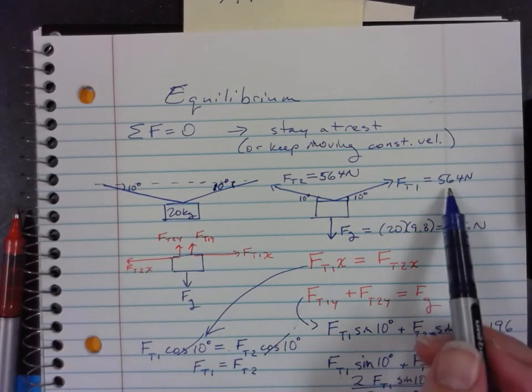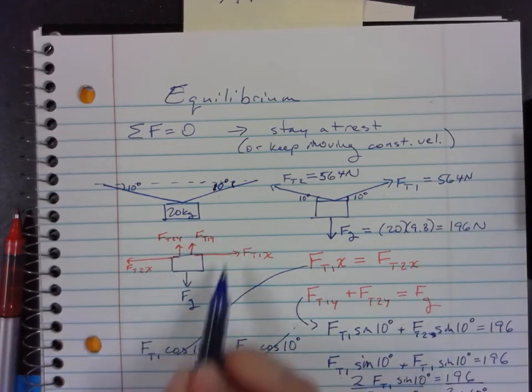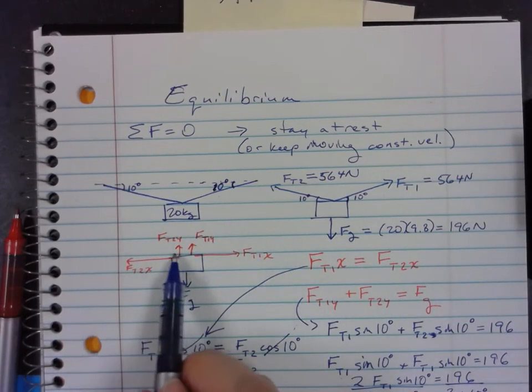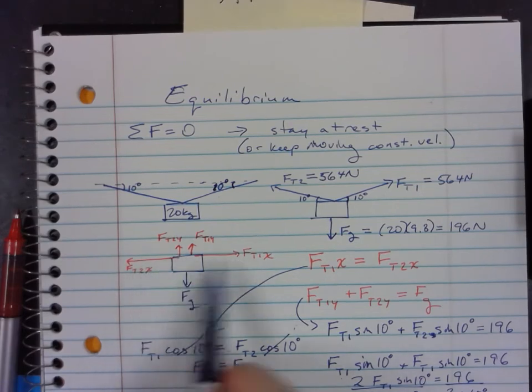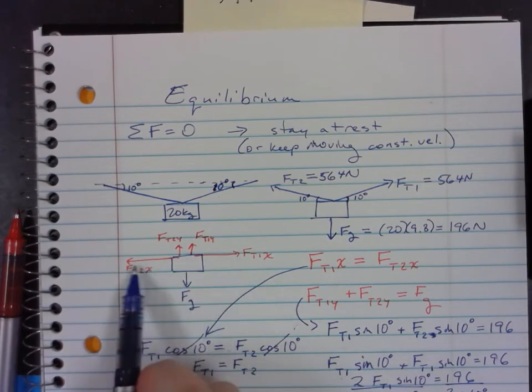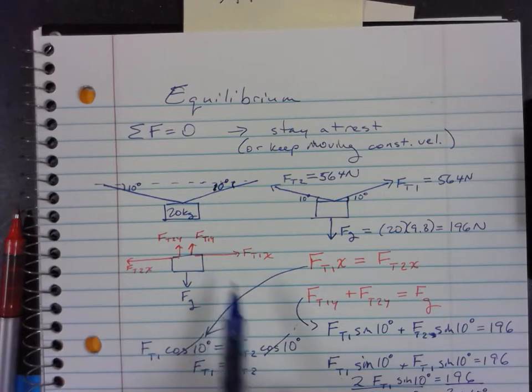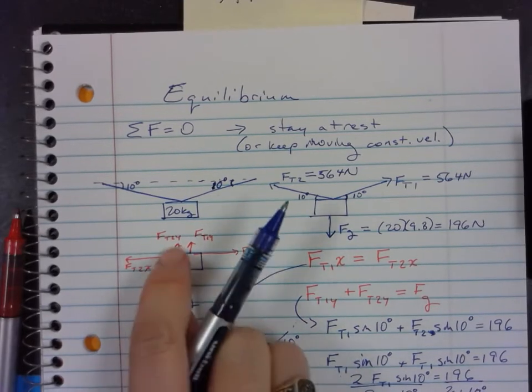Now, I knew that answer was going to be a lot bigger, so that's why I did this to scale. Notice my two vertical FTs are about equal to this, and my two X's are about equal to each other, but a lot longer. Also, because I knew this was going to be equal, that's why I made these two equal.